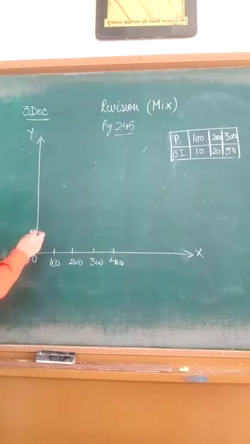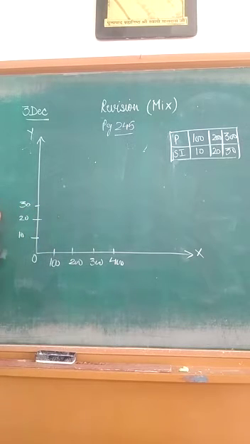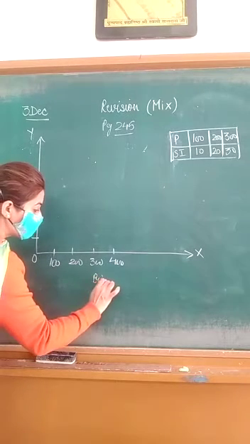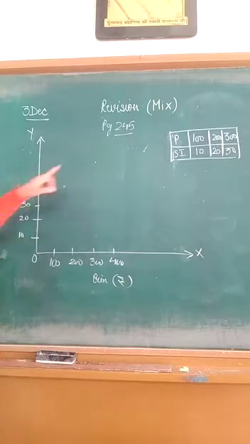Simple interest is given as 10, 20, 30. So you will write the details. Simple interest is in rupees and principal is also in rupees, that you will write here. Principal is also known as sum deposited.